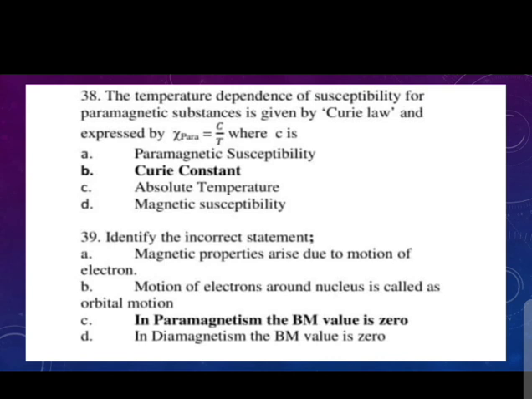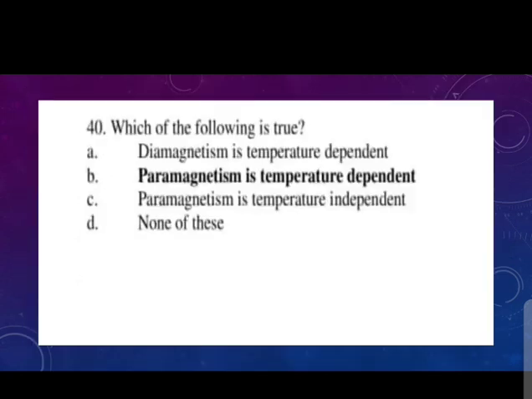Moving to our next question, identify the incorrect statement. So our options are A. Magnetic properties arise due to motion of electron, B. Motion of electrons around nucleus is called as orbital motion, C. In paramagnetism, the BM value is 0, and D. In diamagnetic substance, the BM value is 0. So our correct option is C, in paramagnetism, the BM value is 0.